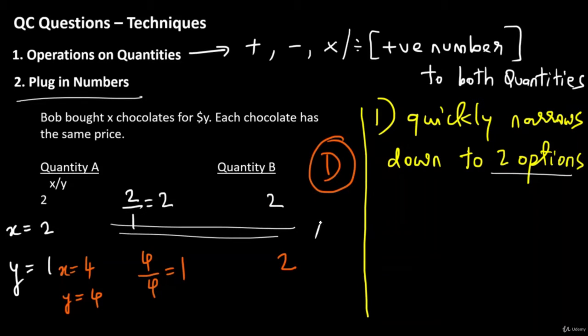Now we have four options: A, B, C and D. So option A is straightly out, right? Because they are equal over here. Similarly, option B is also out.